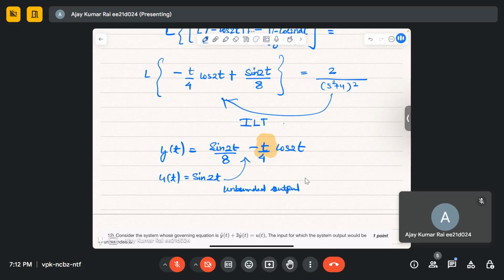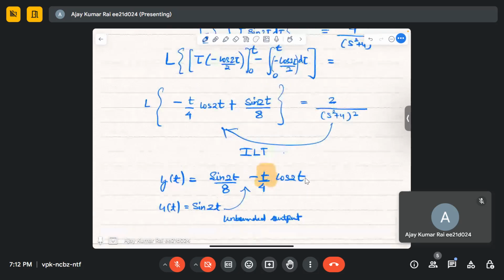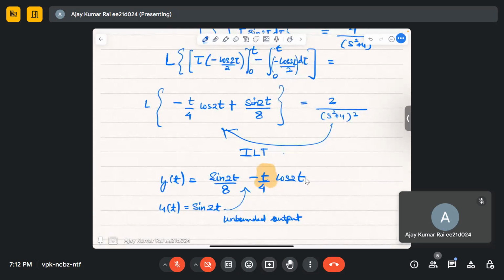Okay, for u(t) equal to sin 2t. In the lecture, the professor also solved one problem where he discusses this same situation. That's what I'm discussing. I just solved y(t) and I'm showing you that because of this t term, y(t) will become infinite. So that's why it is an unbounded output for sin 2t.